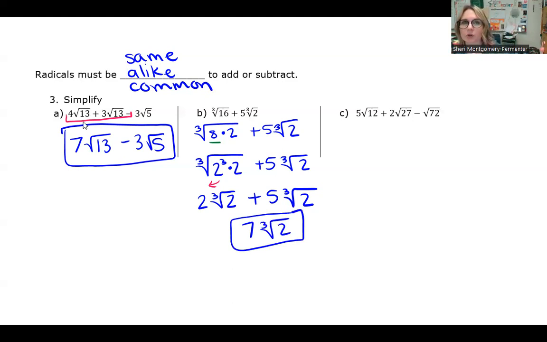In the first example, did I add what was underneath the square root or did it stay the same? Same. What about this one? They were both cube root 2. Did it change? No. When they have to be the same, in the answer, they stay the same. When you add them, they don't change.